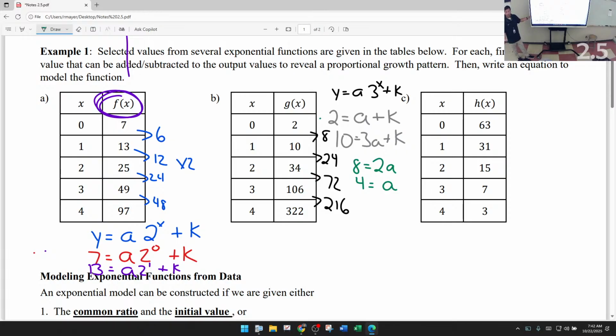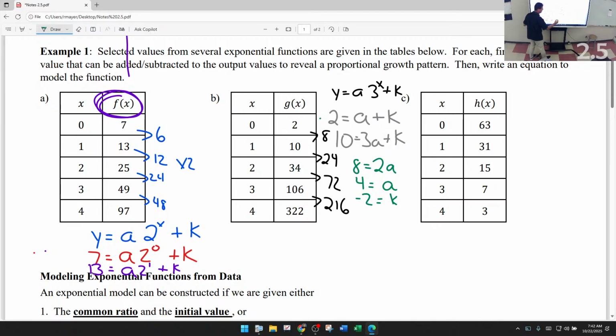And now I got to figure out what k is, which is really easy because I'm going to plug in the 4 right here. And 4, ooh, got to move to the other side. How about negative 2? So k is negative 2. And now you have that k is that constant that they're wanting. They're wanting that constant of negative 2. And then they also want the equation.